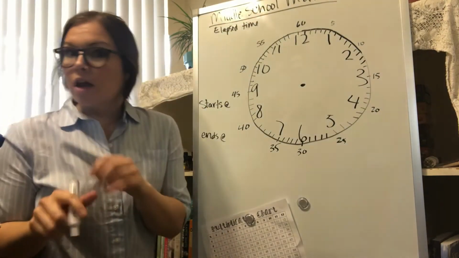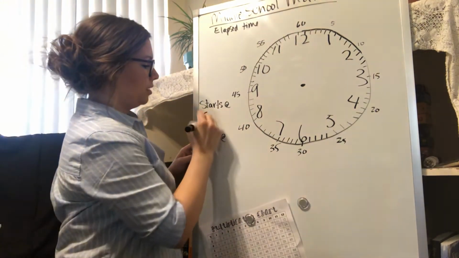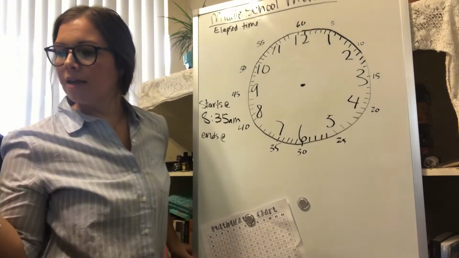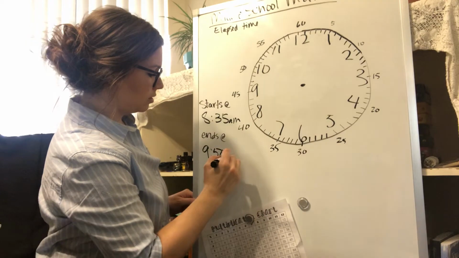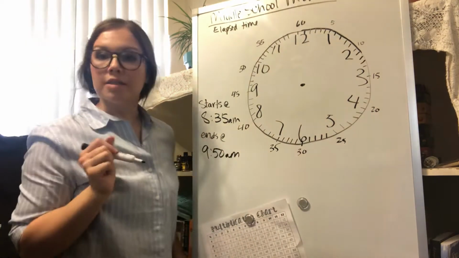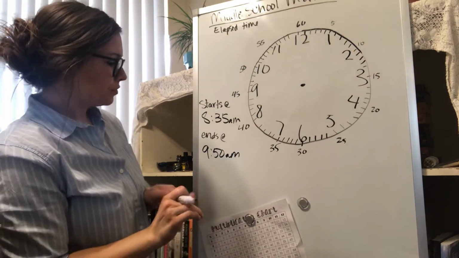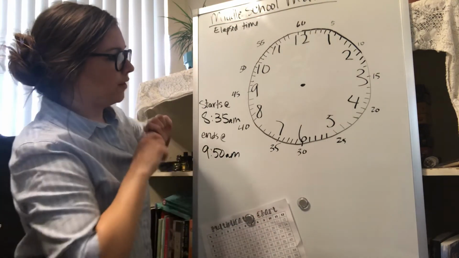This one is for soccer practice. It began at 8:35 a.m. and it ended at 9:50 a.m. So that must be a Saturday morning practice, right? Because usually you're in school in that time during the week. So it starts at 8:35. So let's draw 8:35 on our clock.